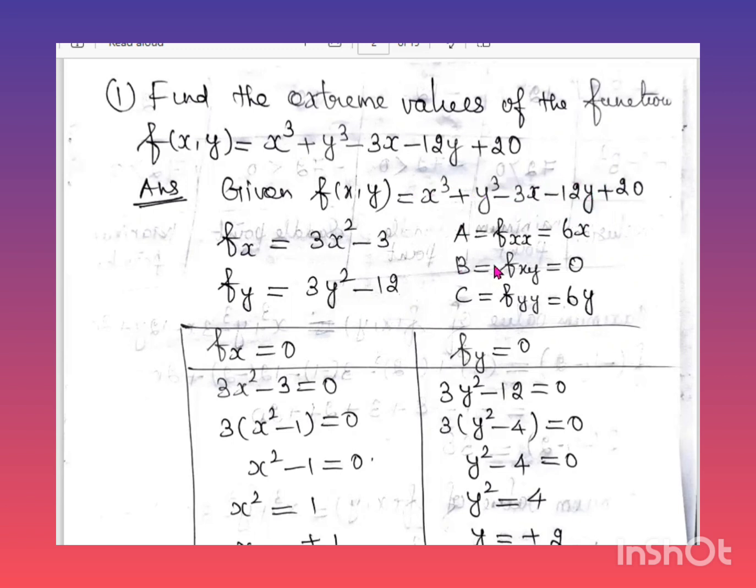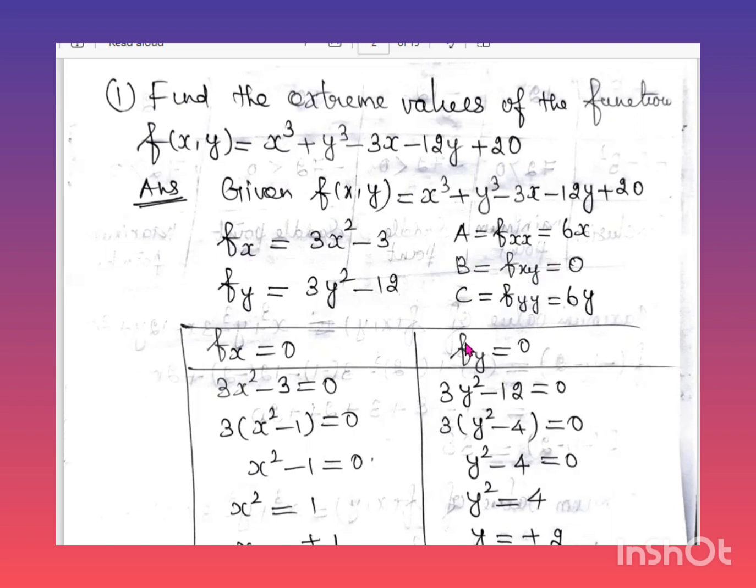So fy. Next, A value, capital A, f double x. So f double x means dou square f by dou x square. Already we have got dou f by dou x. So this one you have to differentiate with respect to x. 6x, that is A, capital A. Capital B is dou square f by dou x dou y. Either fx you have to differentiate with respect to y or fy you have to differentiate with respect to x. So fx, if you are differentiating, dou f by dou x, again you have to differentiate with respect to dou by dou y. There is no y, so value will be 0.